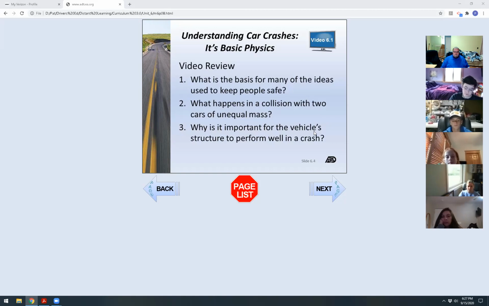Why is it important for the vehicle structure to perform well in a crash? It's an easy answer. So Trinity, I'll let you answer that one. Oh, don't forget to unmute. Because if it were to crash, then it'll be safer for the person to survive. Exactly. It's the obvious answer.